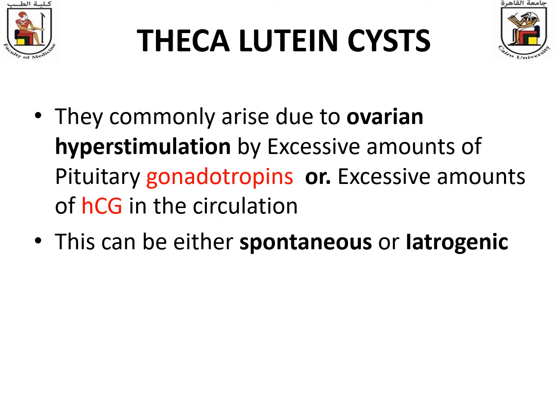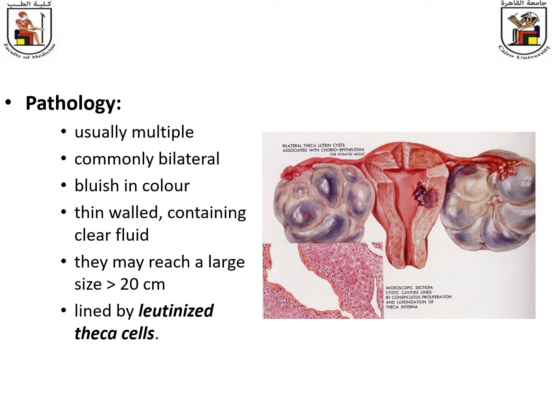The pathology, the ovary is usually markedly enlarged, containing multiple bilateral cysts, bluish in color, and the ovary itself may reach a very large size, more than 20 centimeters in some cases, and it is lined by luteinized theca cells.